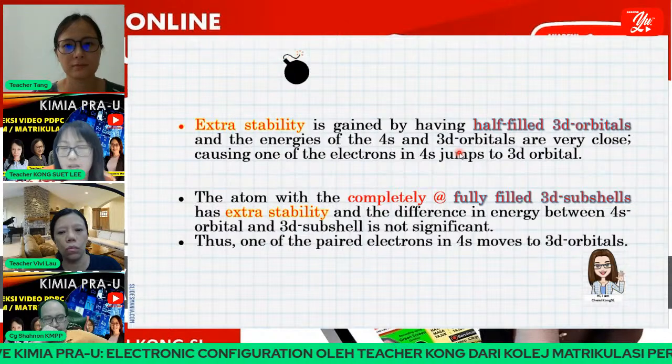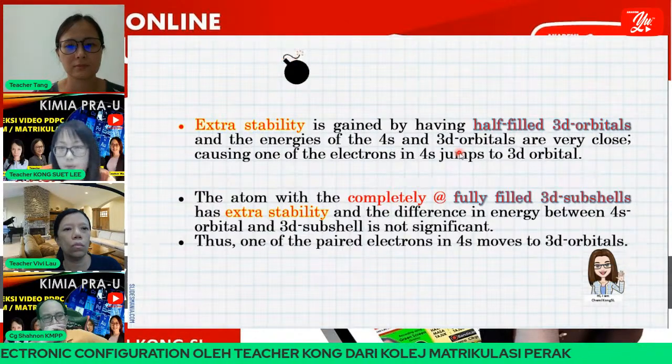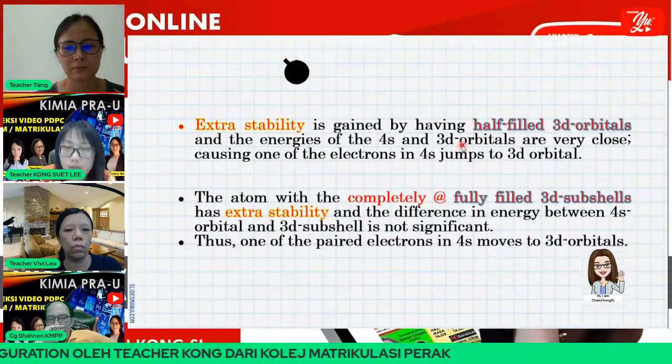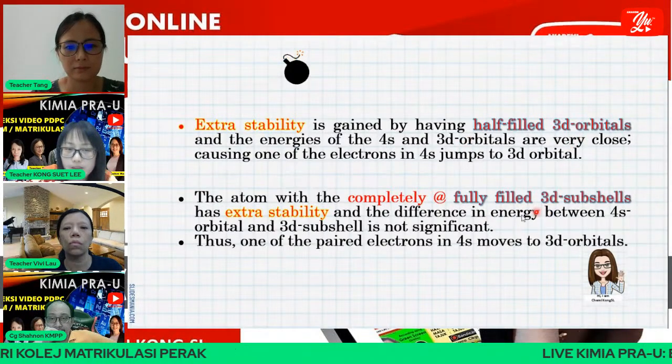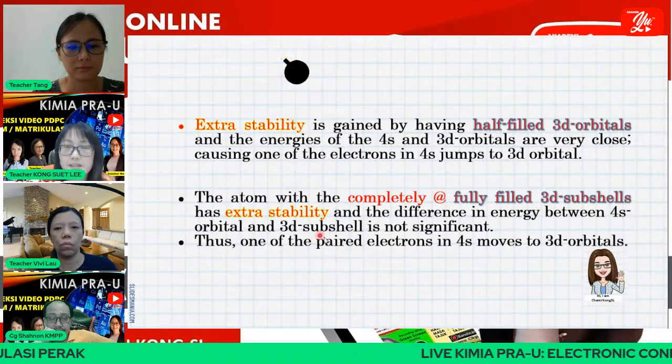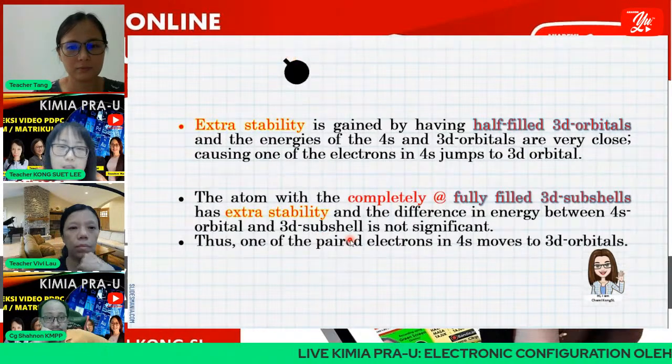As I said just now, one electron from the 4s2 orbital transfers to the 3d orbital, becoming 3d5, the half-filled, or becoming 3d10, the fully filled for copper, due to the extra stability. Okay, so I think that's all for today.